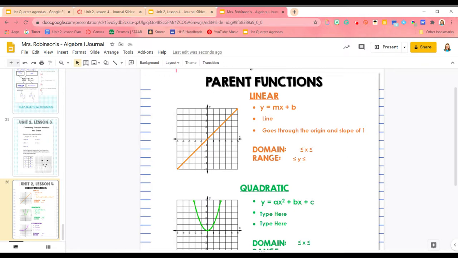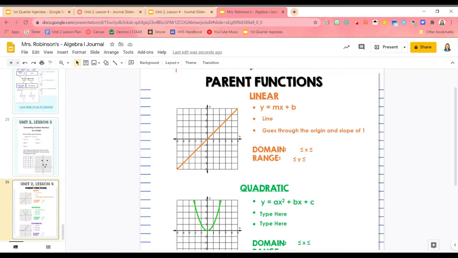So why are they called parent functions? Well, think of it like you and your parents. You are derived, you come from your parents. So you have similarities to your parents, but you're different. You look a little different. So if I want to say, how much do you look like your parents? I'm going to compare you to a picture of your parents. That's who you came from.